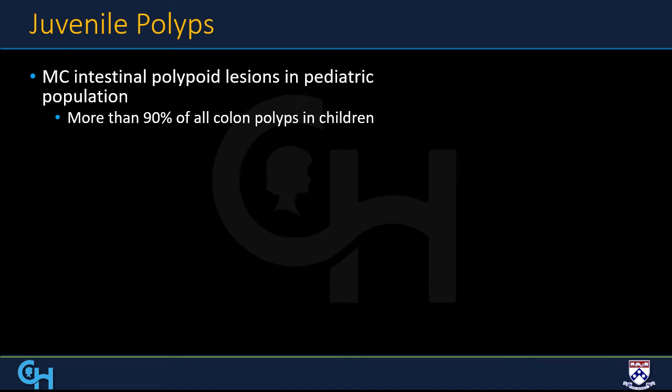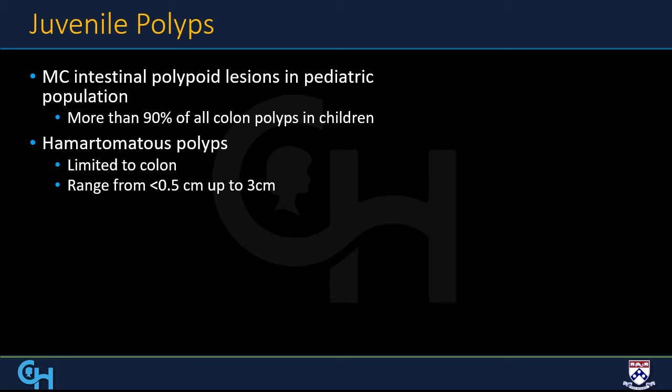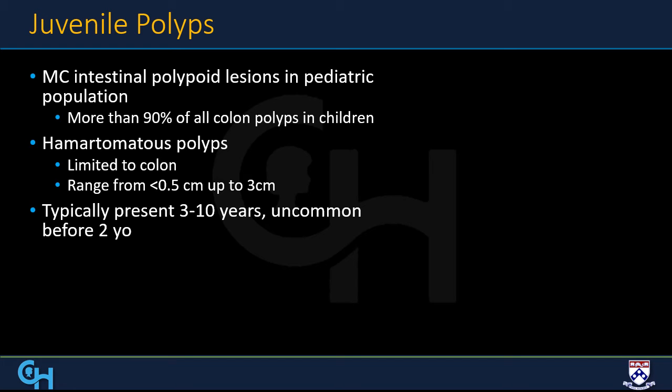So juvenile polyps are the most common intestinal polypoid lesions in the pediatric population. More than 90% of all colon polyps in children are juvenile polyps. They're also referred to as inflammatory or retention polyps. Juvenile refers to the histologic type of the polyp, not the age of onset. They are hamartomatous polyps, and they're limited to the colon. They can range from less than a centimeter in size up to 3 centimeters. They typically present at 3 to 10 years of age and are uncommon before the age of 2 and very rare before the age of 1.